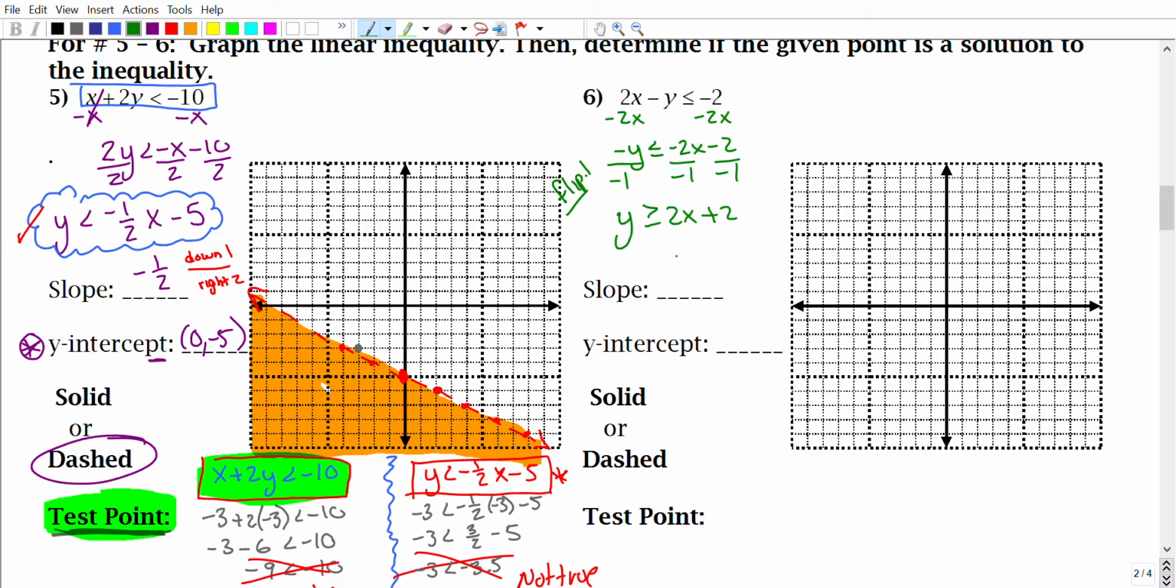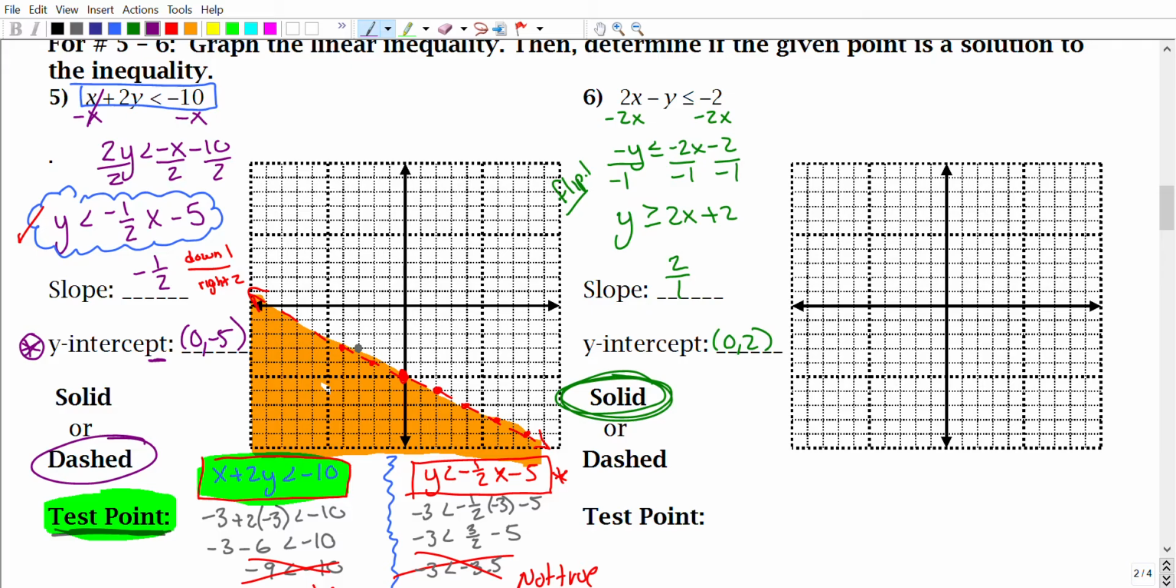So my slope here is 2, or 2 over 1, whichever one you want to write. And then here is (0, 2) for my y-intercept. And because I have a greater than or equal to, I'm going to have a solid line. So let's start graphing our lines here.